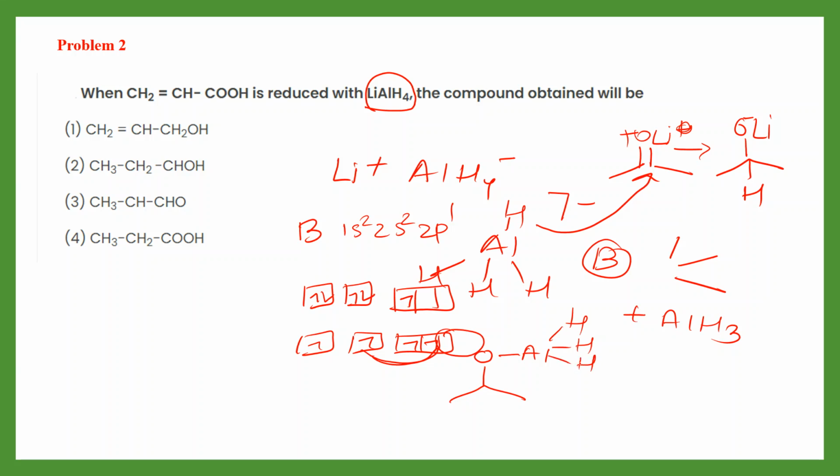AlH3. Now again, what charge will come on this aluminium? Negative. There is one problem with this aluminum. When it is having three bonds, it is electron deficient due to this vacant p orbital. And when it is having four bonds, it wants to donate its hydride to become three.